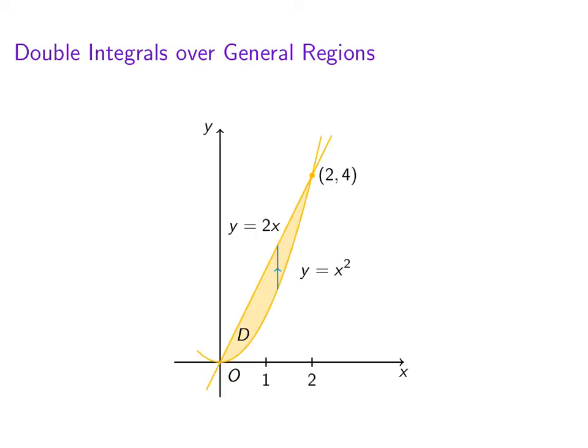Here's the picture expressed as a type 1 region. Notice that the upper and lower bounding curves are being expressed as functions of x. That makes it a type 1 region. The x values will go between 0 and 2. We get those values by setting 2x equal to x squared and solving for x. That gives us intersection points, which helps us create the bounds.